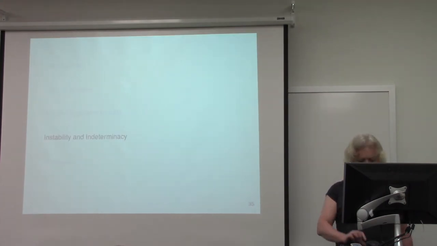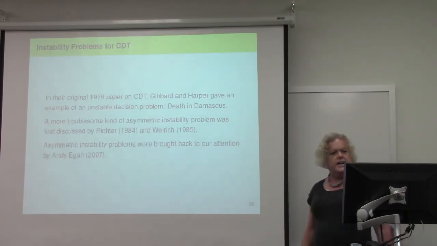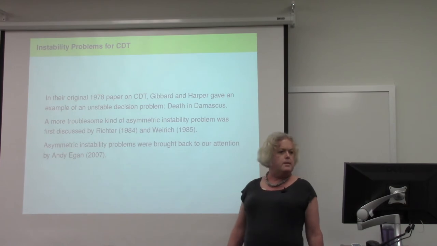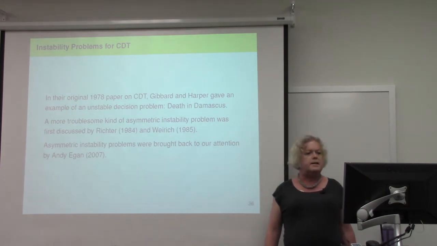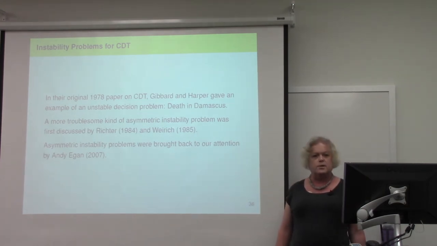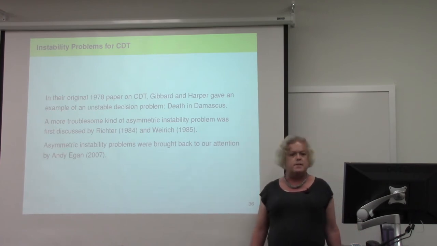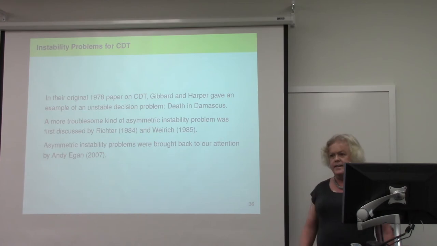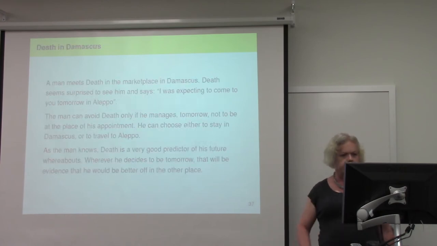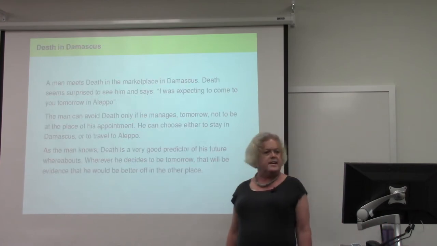instability and indeterminacy. In the original 1978 paper on CDT, Gibbard and Harper gave an example of an unstable decision problem, Death in Damascus. A more troublesome kind of asymmetric problem was first discussed by Richter and Weirich back in the 80s, and then brought back to our attention by Andy Egan in a paper in 2007. Here's the Death in Damascus case.